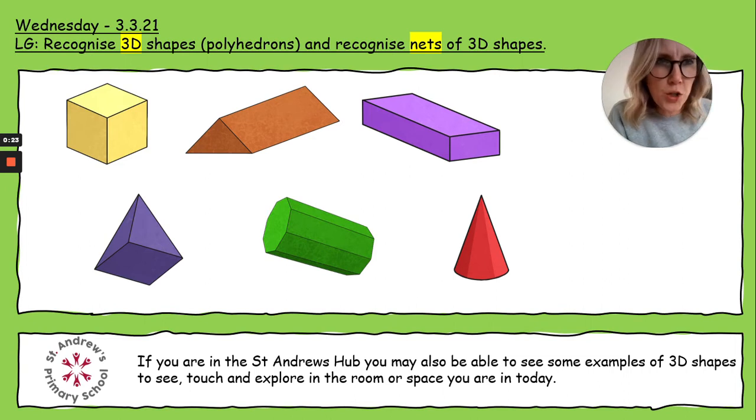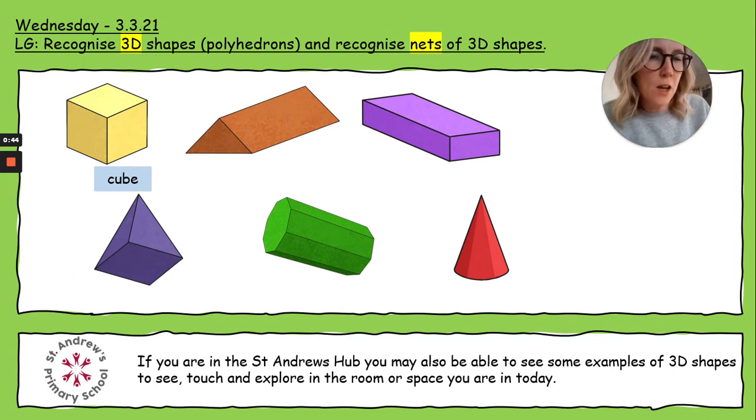So I'm going to ask you to pause the video, try and be honest, pause the video and see if you can name some of these 3D shapes from yesterday. Hope you paused. Okay, here are the answers. First, we have that little yellow shape. That is a cube. We know it's a cube because it has 6 identical faces, which are all squares.